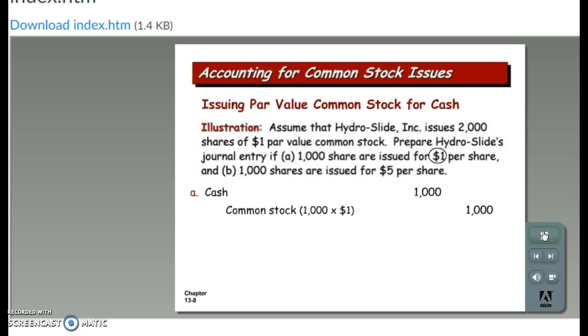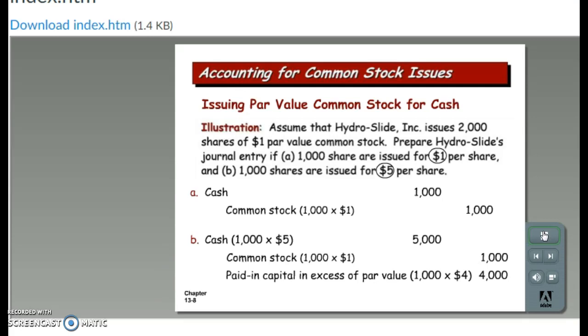If the other 1,000 shares are sold for $5 per share instead of the $1 in situation A, the journal entry to record the issuance is a debit to cash for 1,000 shares multiplied by the issuance of $5 for a total of $5,000. The credit to the common stock account is once again calculated as issued shares of 1,000 multiplied by par value of $1, resulting in $1,000. The journal entry is not in balance at this point. The $4 per share amount over the $1 par value is recorded into the paid-in capital in excess of par value account for $4,000. Now, total debits of $5,000 equals total credits of $5,000.